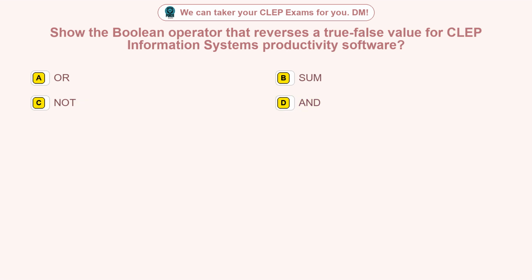Question 83. Show the Boolean operator that reverses a true-false value for CLEP Information Systems productivity software. Option A. OR. Option B. SOME. Option C. NOT. Option D. AND. The correct answer is Option C, NOT.